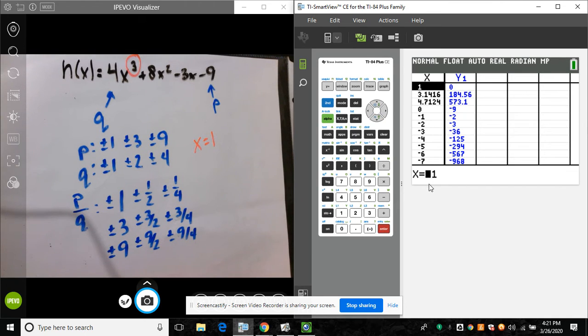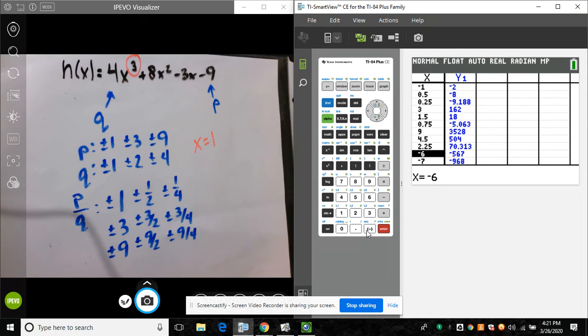Negative 1 doesn't work. Let's just try 1/2. I'm going to try all the positives first. 1/4, 3, 3/2, 3/4, 9, 9/2, and 9/4. I don't have any other positives. It really means I have a whole slew of negatives I can check here.